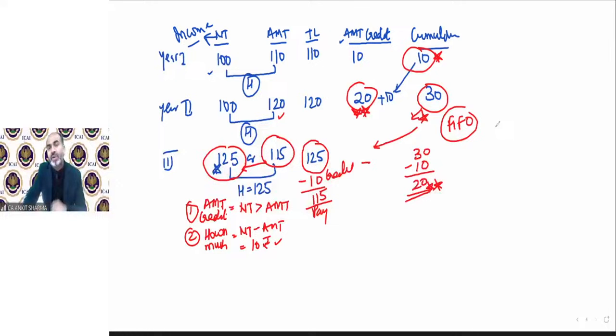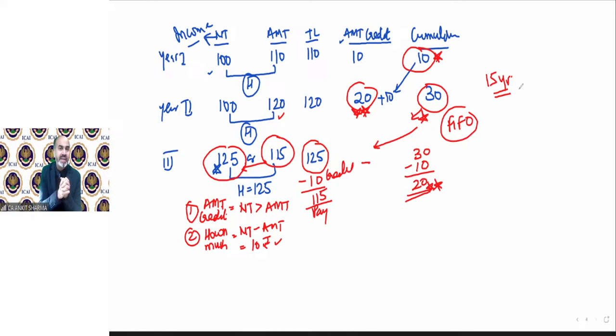Why FIFO? Because the maximum time to utilize this is 15 years. So whatever AMT credit you accrue in year one, like 10 rupees, you can utilize that credit in the next 15 assessment years. If 15 years have elapsed and that AMT credit is not utilized, it will lapse. That will be gone forever.